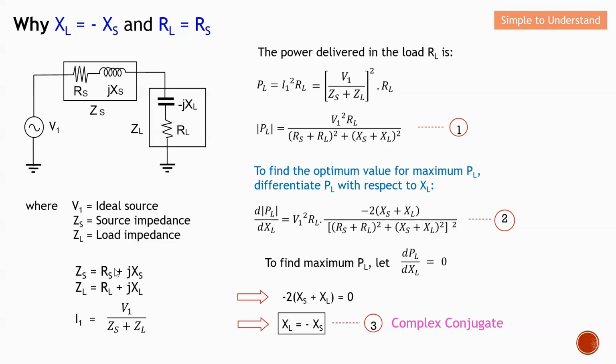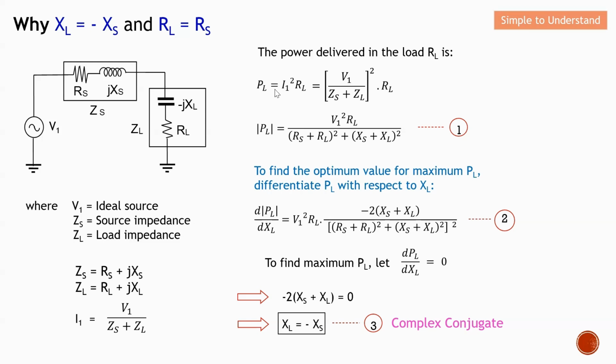The first thing I need to compute is the current flowing in this circuit. How to calculate the current? If I know my source voltage divided by my total impedance, then I will be able to obtain the current that is flowing in this circuit. So this is my voltage source divided by my total impedance. This is how I calculate the current flowing in this circuit.